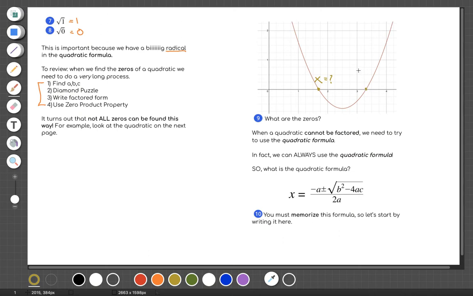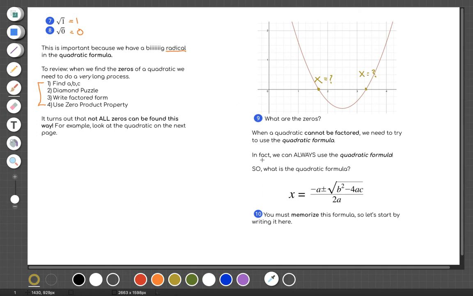Same thing with this one. I don't know. You can't always just factor. It's not always going to be a whole number. Sometimes your zeros are decimals. So what do you do when you have a decimal? How do you solve for that? You can't use diamond puzzles. All this has to do with perfect things like whole numbers. This doesn't have a whole number. So what do you do?